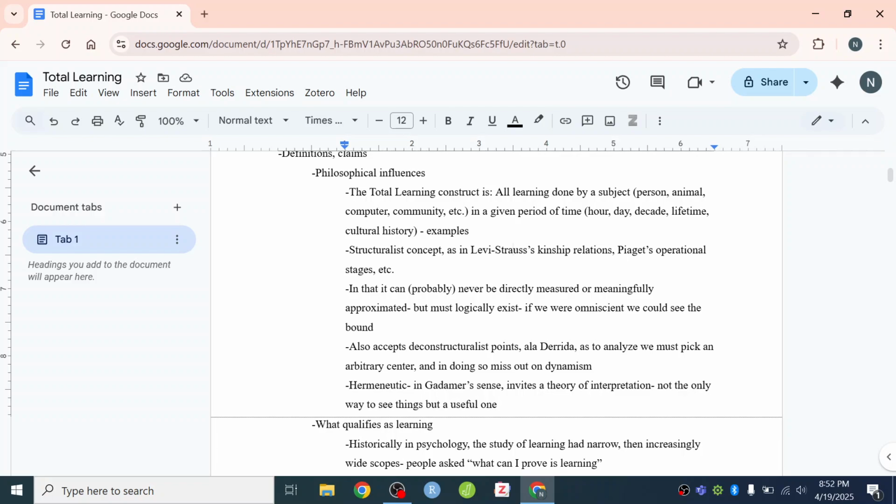Okay, so with that background stated, hopefully in a somewhat comprehensible way, now we can get into, I think, the key question of the total learning construct and the driving question which has led me to this concept, which is what qualifies as learning. If we're going to try to create this theoretical bound which encapsulates all of the learning done by a subject in a given period of time, we really need to make sure we define what we believe learning to be, so we know what to include within that bound and what to exclude.